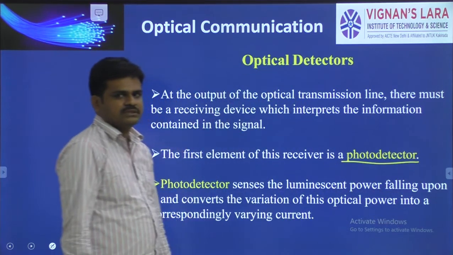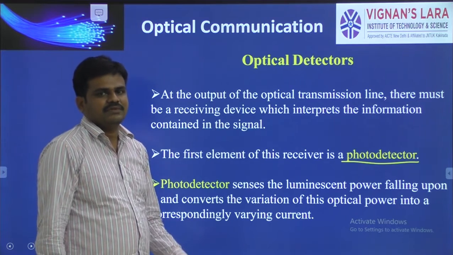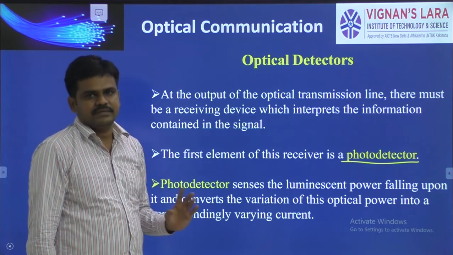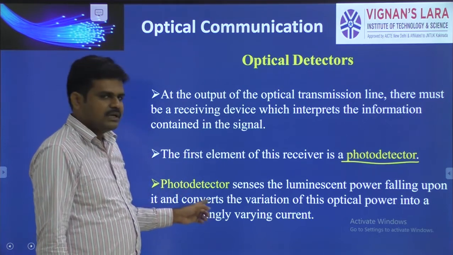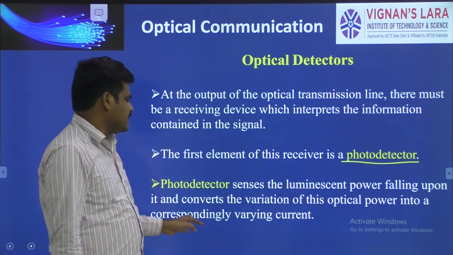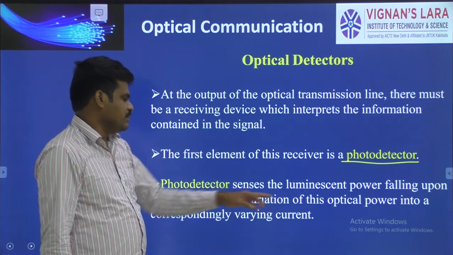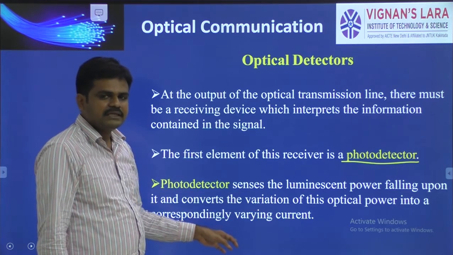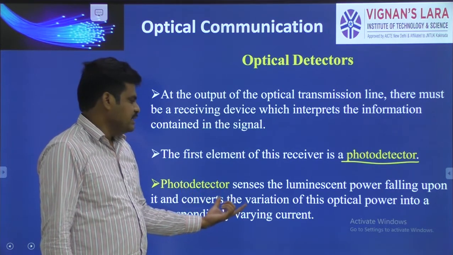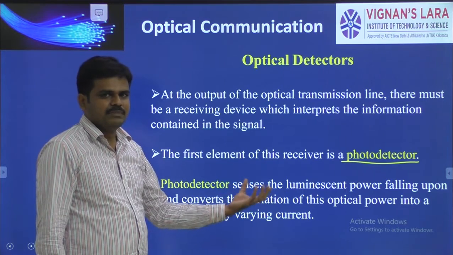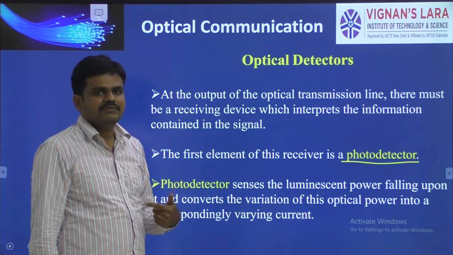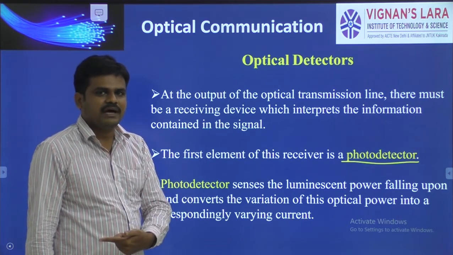Photodetectors are used to perform this conversion, that is converting the light into current or information. So what will the photodetector do? It will sense the luminescent power, that is the optical power falling on it, and it will convert that varying optical power into the correspondingly varying output current.